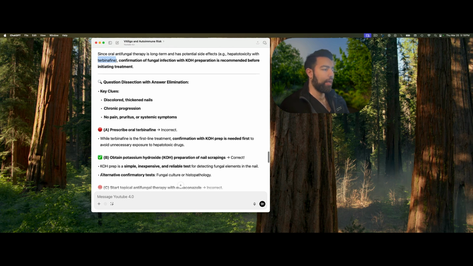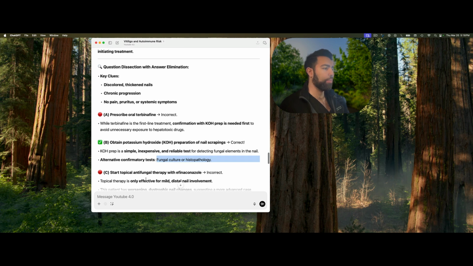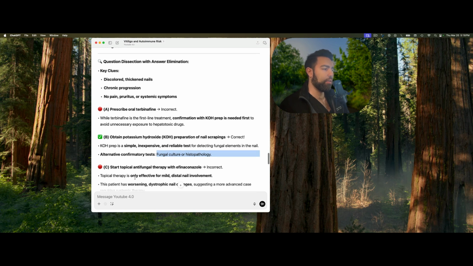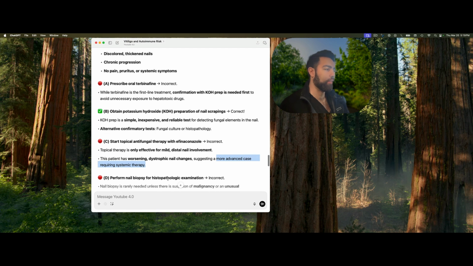There are other alternative confirmatory tests like a fungal culture or histopathology, but I'm thinking these probably would take longer. And starting the topical antifungal therapy like efinaconazole is incorrect. These kinds of infections have usually been going on for long, and if there are multiple toes involved, the topical is not going to be enough. It could maybe help with milder versions, where maybe a little bit of the distal nail and one of the toes is involved, but something like this, worsening over a year with dystrophic nail changes, you do suspect that this is a more advanced case requiring a systemic therapy.